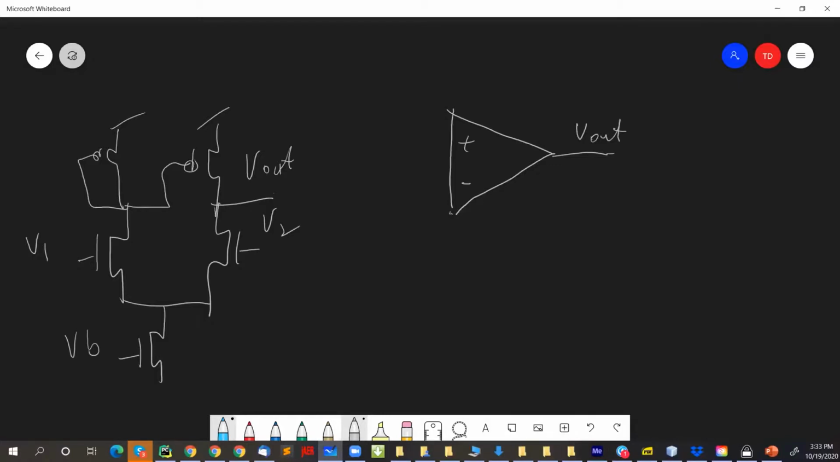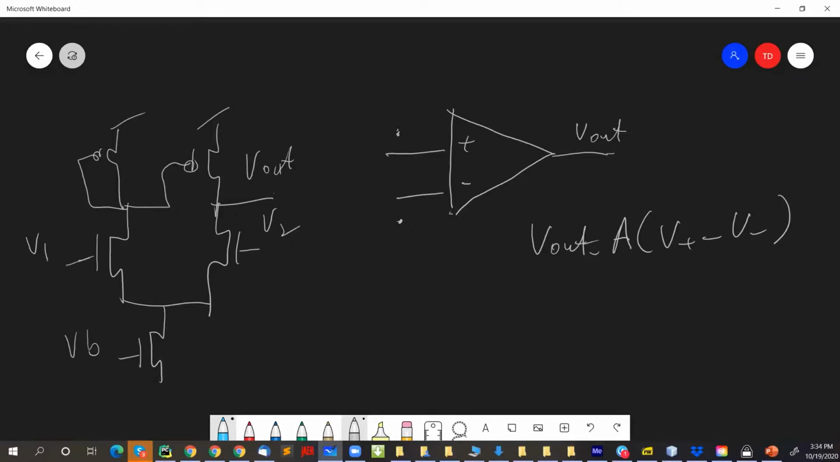So now the question is, is V1 the plus? Who is the plus here? Is it V1 or V2? So for you to be the plus node, remember the equation for a voltage amplifier is V out equals the gain times V plus minus V minus, right? And so let's see what happens. You can reason through it.